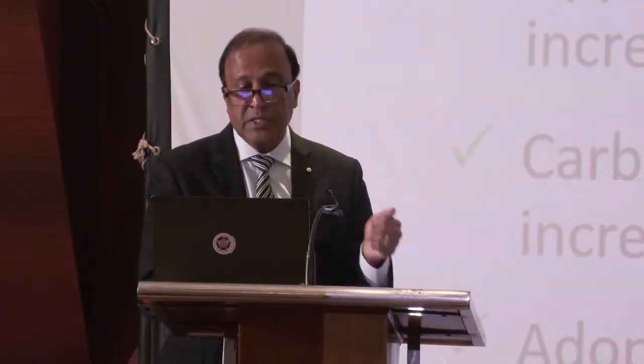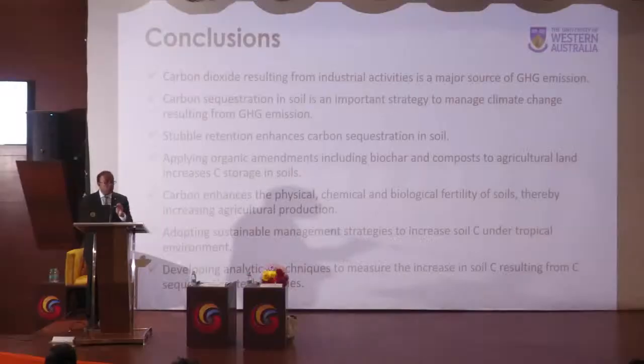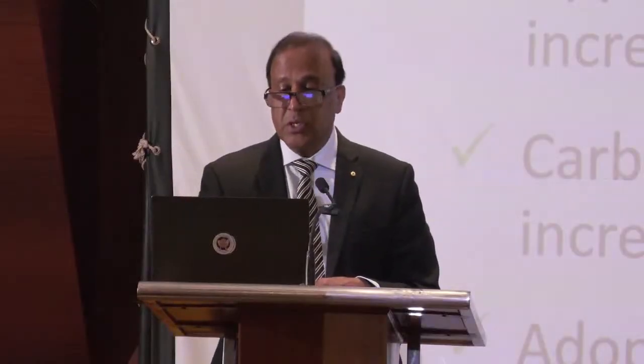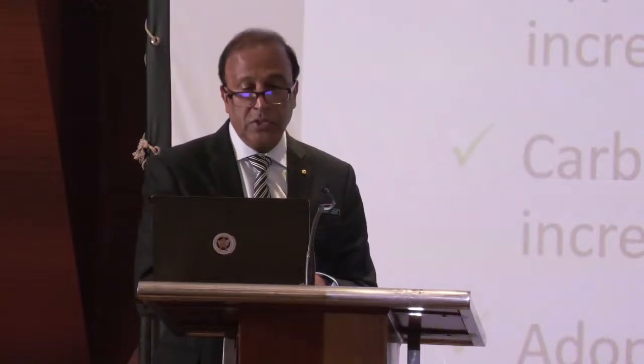Conclusions: carbon dioxide resulting from industrial activity is a major source of greenhouse gas emission. Carbon sequestration in soil is an important strategy to manage climate change resulting from greenhouse gas emission. Stubble retention enhances carbon sequestration. Applying organic amendments including biochar and compost to agricultural land increases carbon storage.